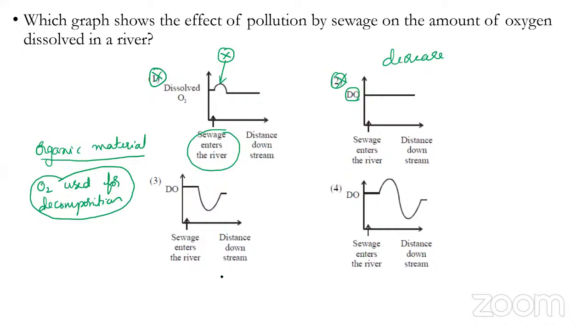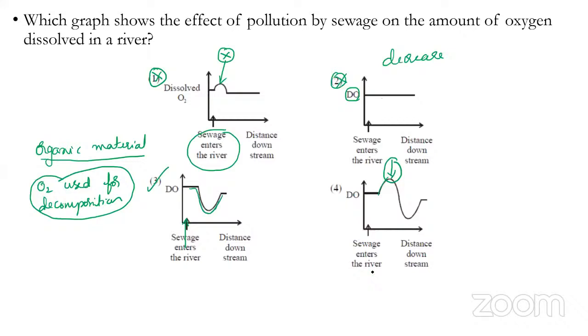Next one is D. Sewage water will release, and after a little while the dissolved oxygen has decreased. Why there is reduction in the amount of dissolved oxygen is because it is consumed for decomposition. So the answer should be third one. Fourth one, once sewage enters, there is no need for it to increase. It will always decrease, but it is not going to increase. So the answer should be third one.